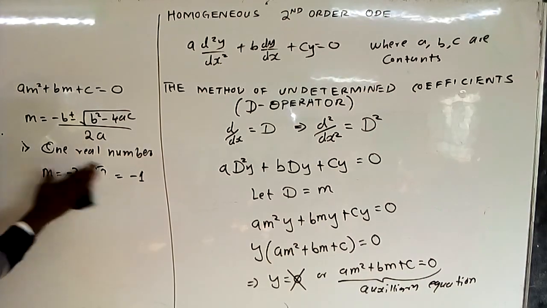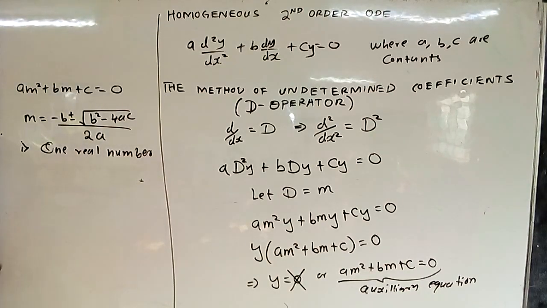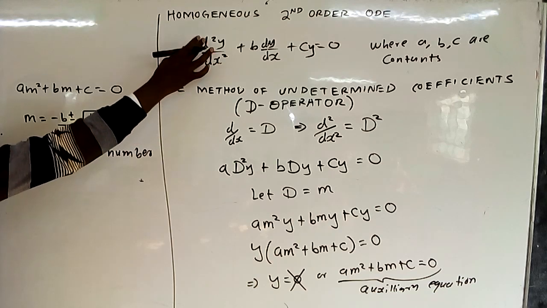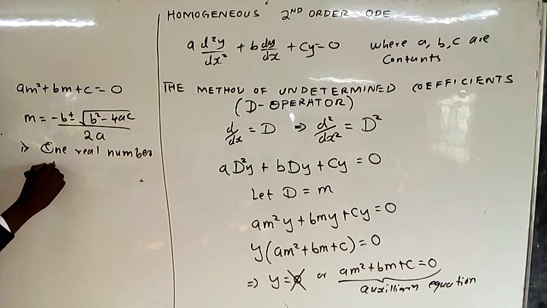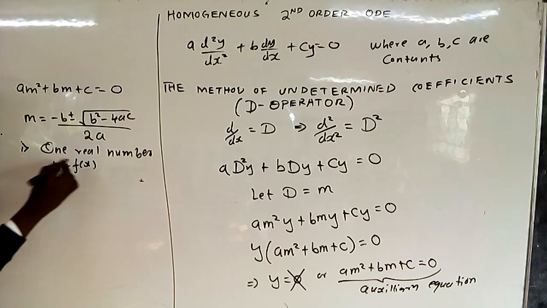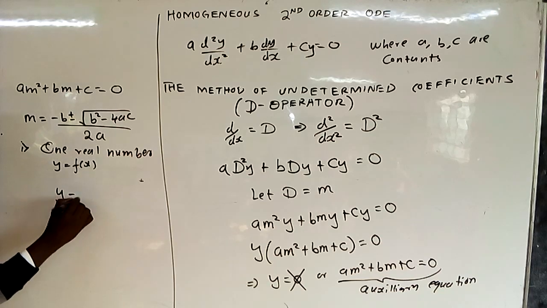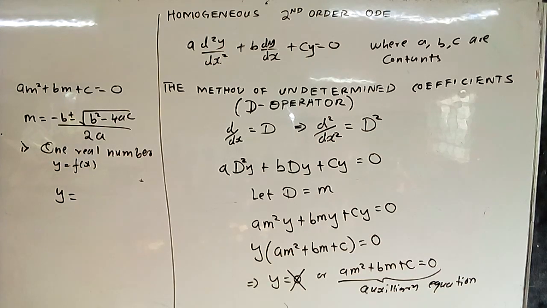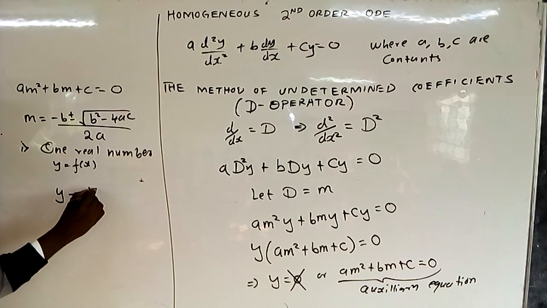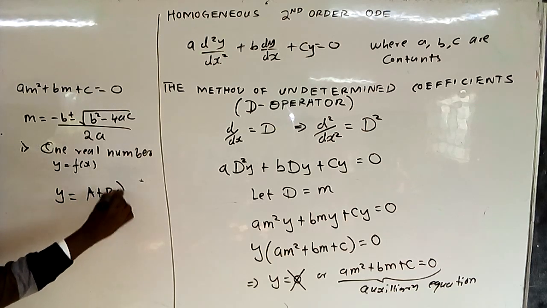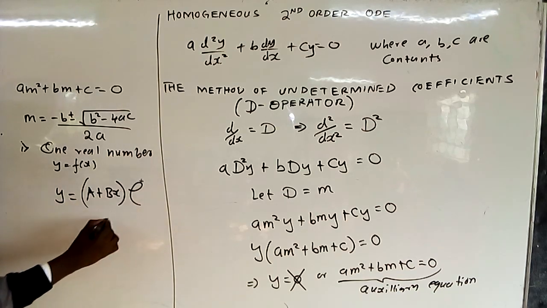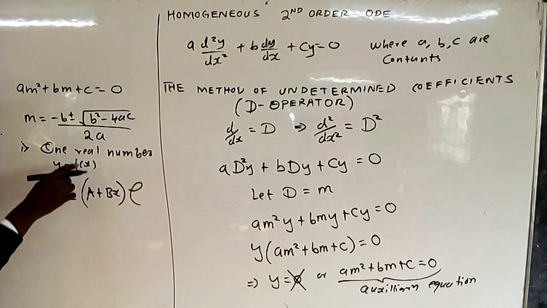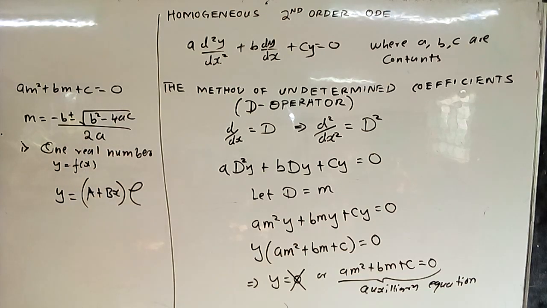So if you get the solution to be one real number, then, because our function y, we are differentiating y with respect to x, it means our y is a function of x. So the solution is going to be y equal to some function of x, isn't it? So that function of x is going to be a constant a plus bx, then exponential, your solution. Are we together?